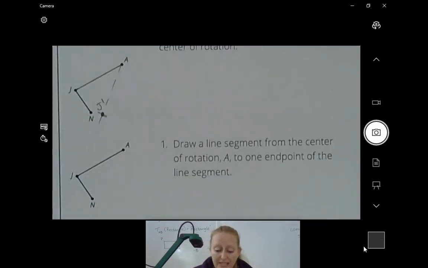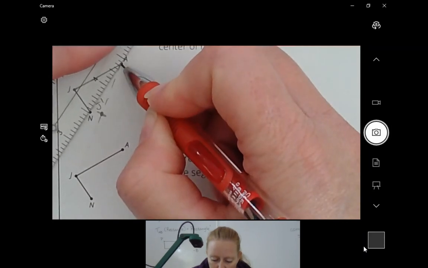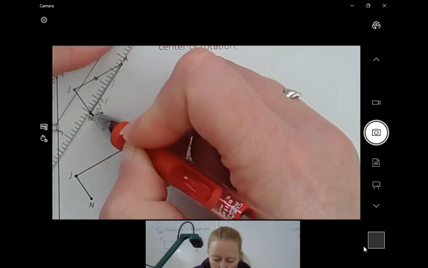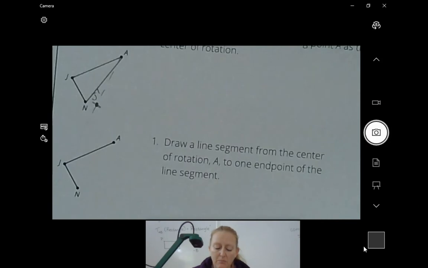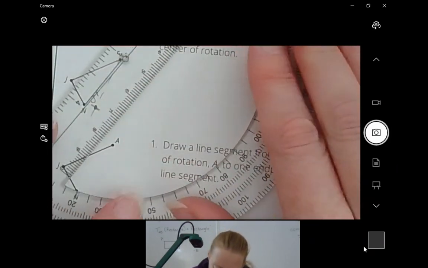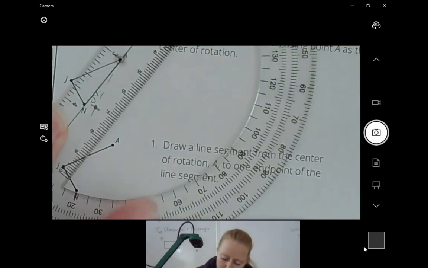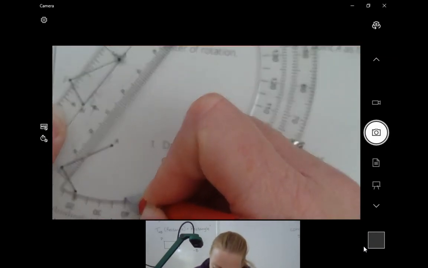And now I'm going to do all this again for N. So I'm going to connect A to N. I'm going to connect my center of rotation to my point. Again, I'm moving 40 degrees around. So I'm going to put the middle of my protractor on A. I'm going to line it up with N. 40 degrees is over here.